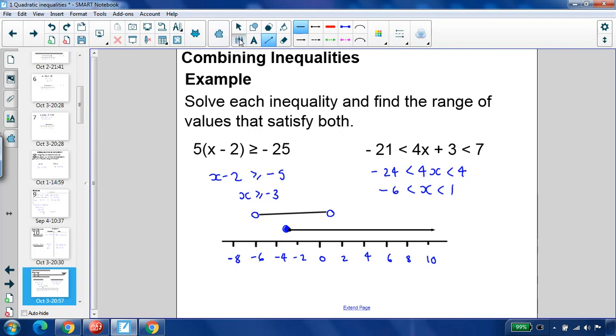And then I'm looking at the overlap now, so where both these inequalities overlap, and they overlap here and here. So if we're finding a range of values that satisfy both inequalities, so this and this, the range of values is going to be between minus 3 and 1. And the minus 3 is included and the 1 isn't. So this is the range of values. And we can write it in set notation if we need.